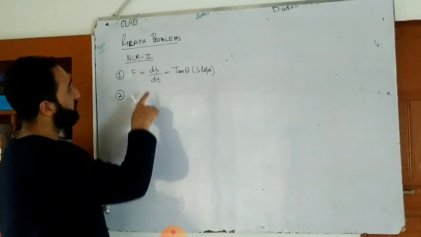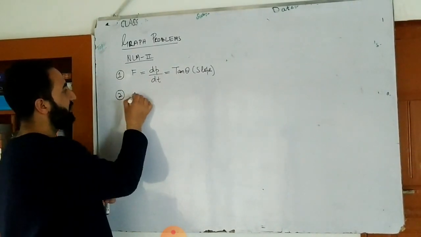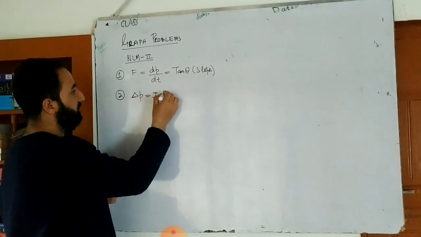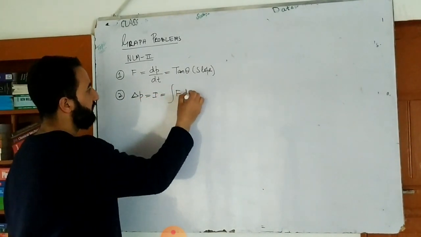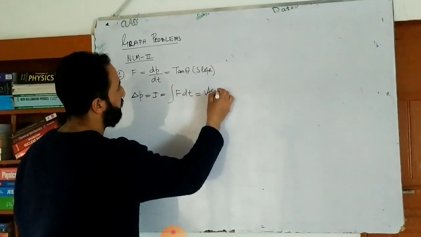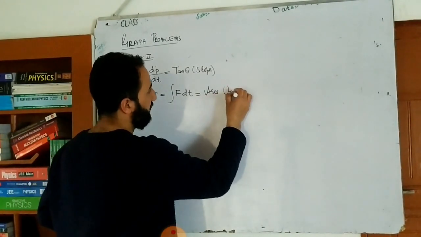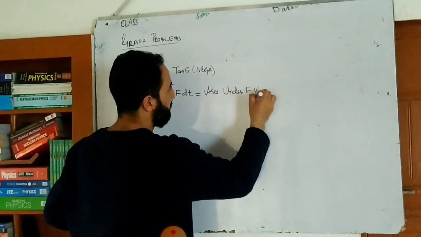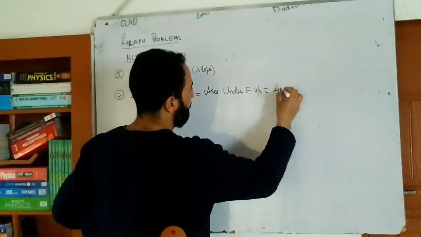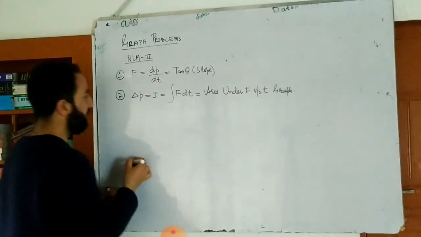Now pay attention. Equation number first is this. Equation number second is like this: delta p, or impulse, is equal to integration of F dt, and that is equal to the area under the curve, area under the F versus T graph.